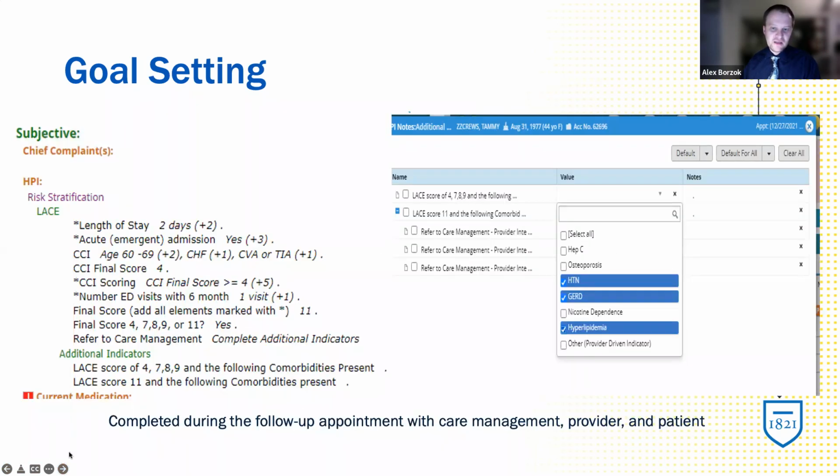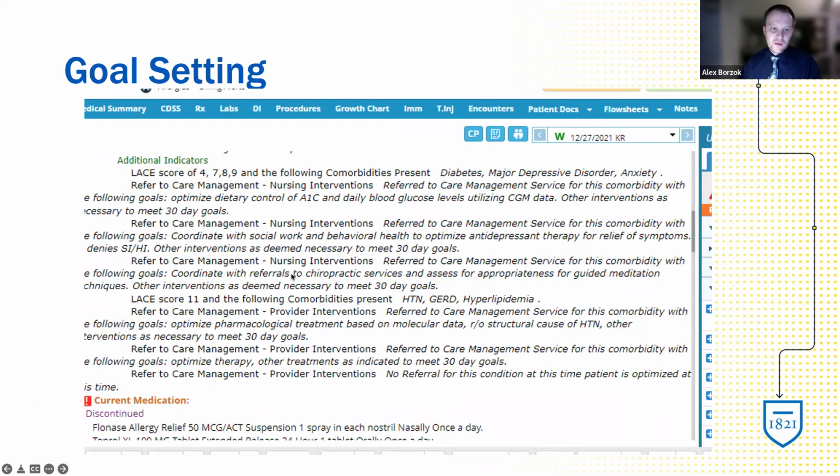So we have all of these selected, and then what we do next is we have the option of referring this patient now to care management, and we can break it down between nursing interventions or provider level interventions, depending on what kind of comorbidity we're talking about and what kind of intervention needs to happen to manage these most appropriately.